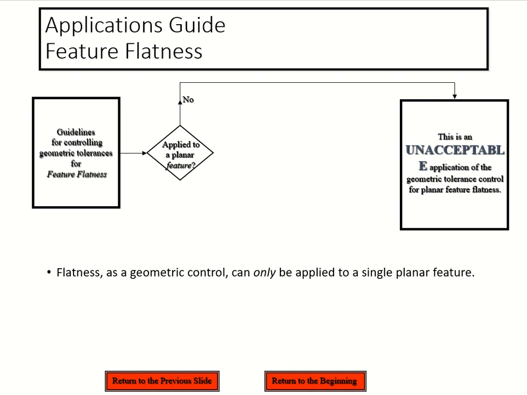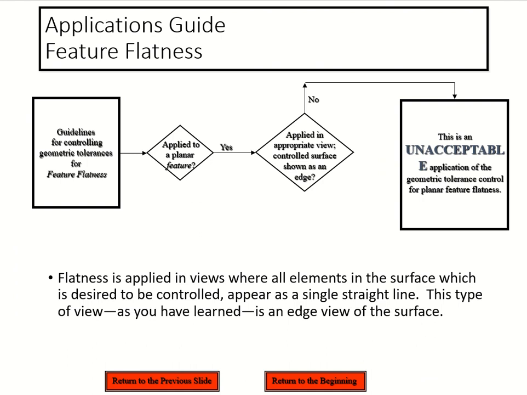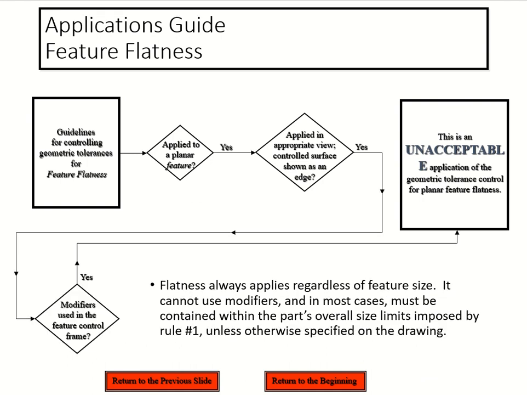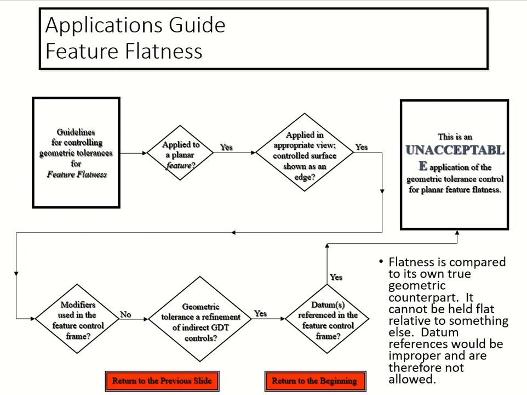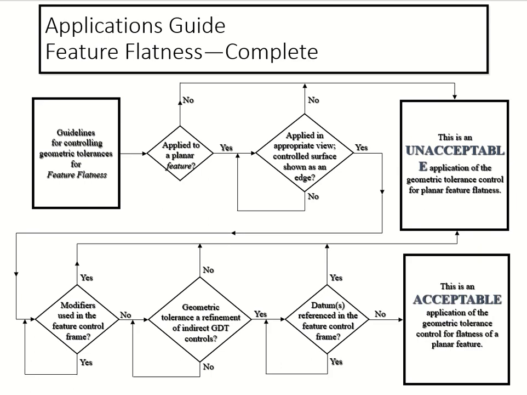If you don't have a planar surface, unacceptable. If you don't have the appropriate view, unacceptable. If you have a modifier in the feature control frame, unacceptable. If you don't have other GD&T controls with an indirect influence, then it's definitely unacceptable. If you have a datum reference in your feature control frame, that is unacceptable. So this is your flow chart to check the guidelines for your flatness feature, the geometric tolerance check right here.